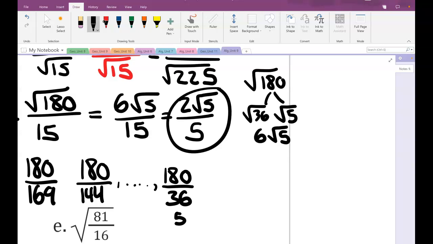Because if not, it's a bad answer. Because in math you want easy numbers to work with. It's a lot easier to plug in this.